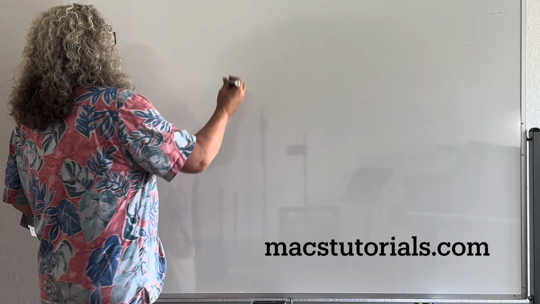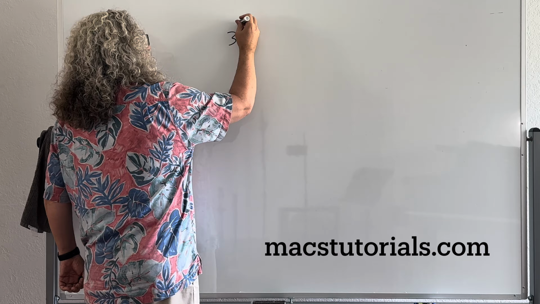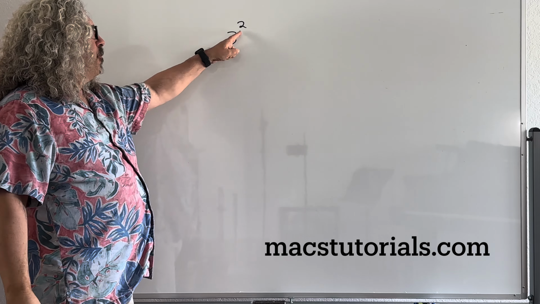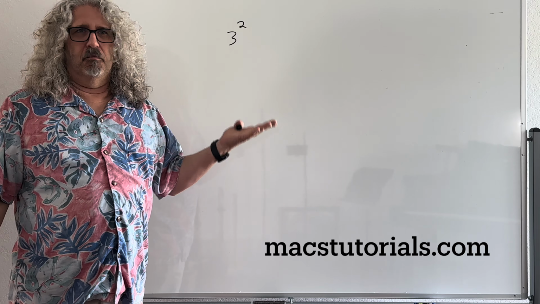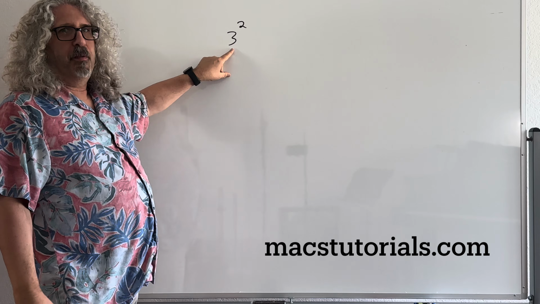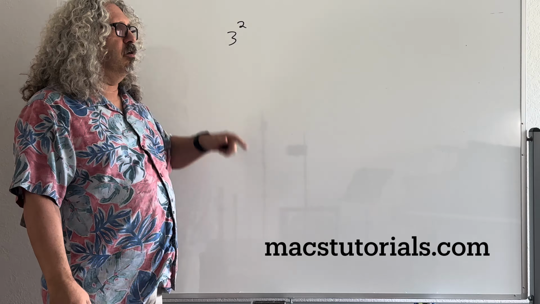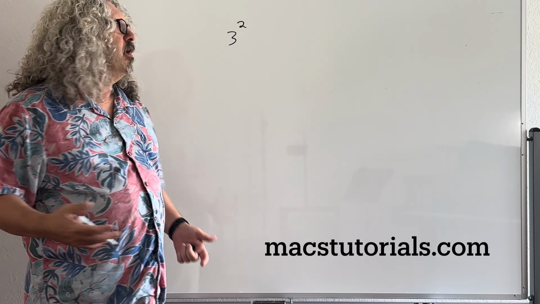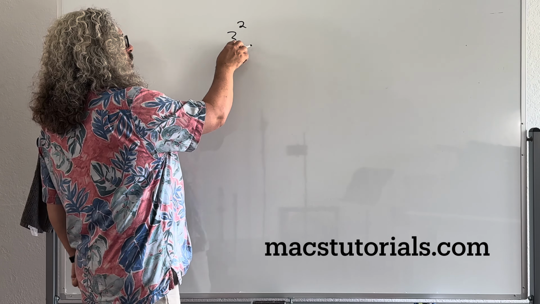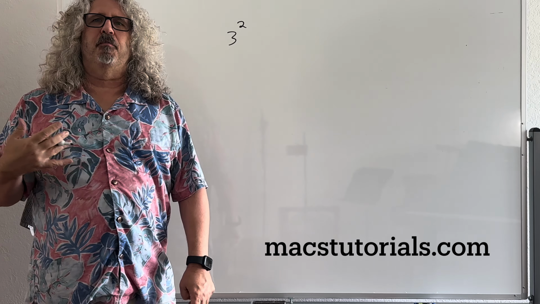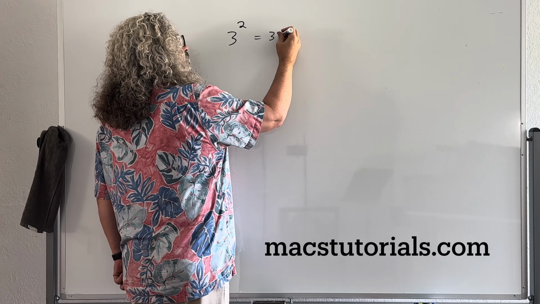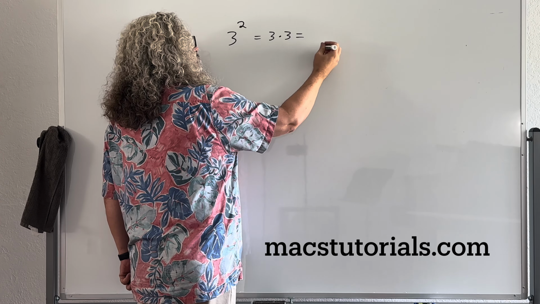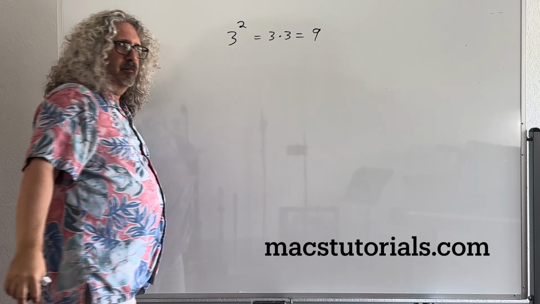So, for example, if I have 3 squared, and when we put a 2 up there, the little number on top, we say squared every time we see it. Now, 3 is called the base, and 2 is called the power, or the exponent. And what this means is I'm going to take 3 and times it by itself twice. So this really means 3 times 3, and the answer is going to be 9, okay?